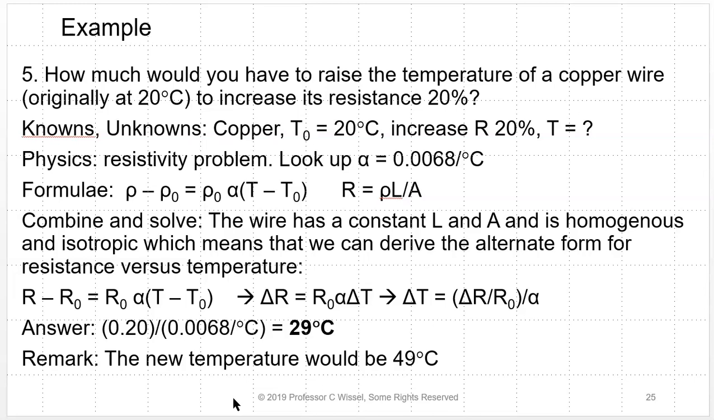The wire has a constant L and A and is homogeneous and isotropic, which means that we can derive the alternate form for resistance versus temperature. R minus R naught equals R naught times alpha times the quantity T minus T naught, or delta R equals R naught alpha delta T. Delta T then is delta R over R naught divided by alpha. In this case, then the answer is 0.20. That's delta R over R naught for the 20% increase, divided by the alpha of 0.0068 per degree C. That is a temperature change of 29 degrees C. The final temperature would then be the 29 degrees C plus the 20 degrees C and would equal 49 degrees C.